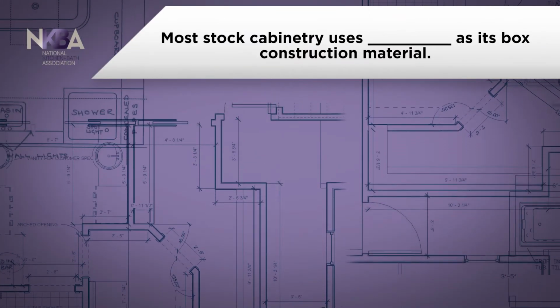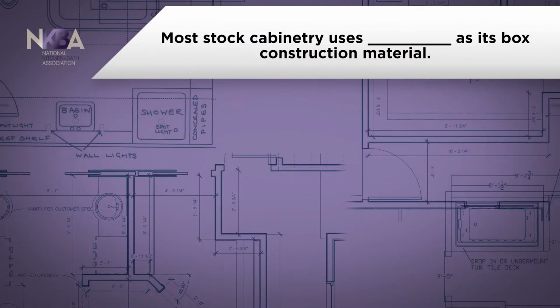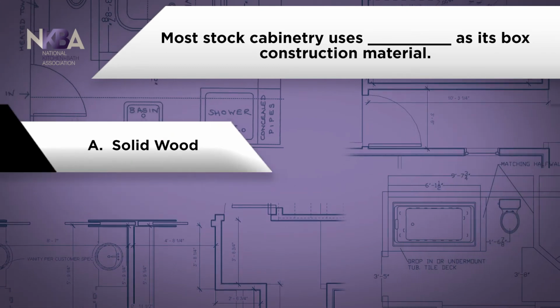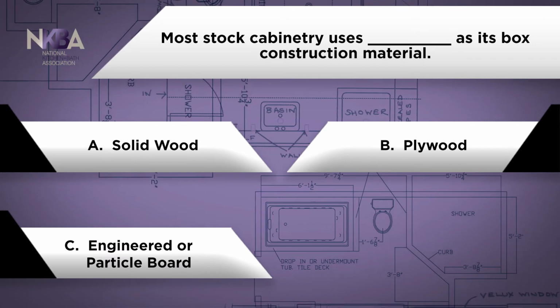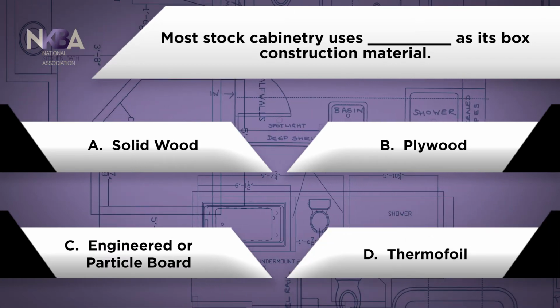Most stock cabinetry uses blank as its box construction material. A, solid wood, B, plywood, C, engineered or particle board, D, thermofoil.